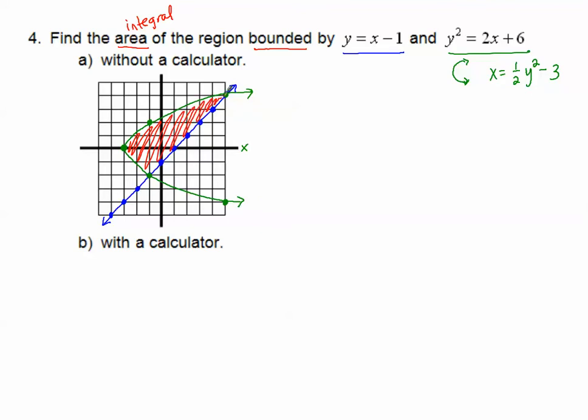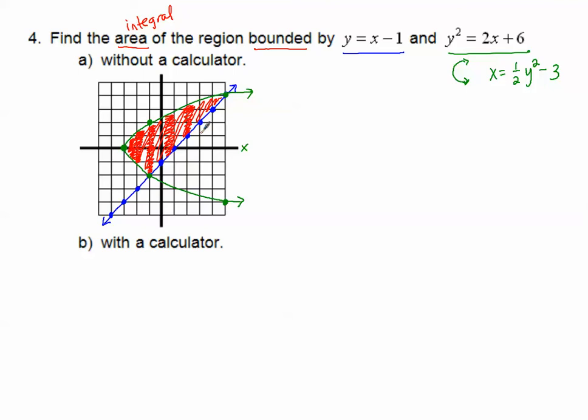There it is. Now let's examine if I do top minus bottom. Over here where I start shading, the top is green, the bottom is green. Top is green, the bottom is blue. Here, top is green, bottom is blue. It changes depending on where I am in the region.